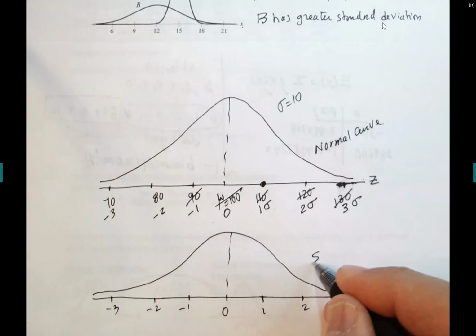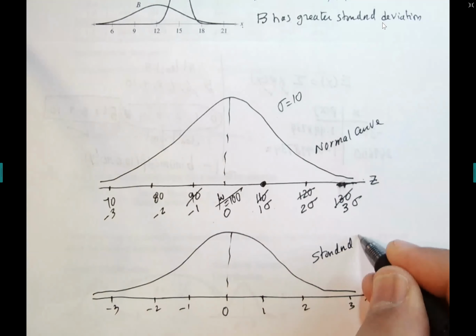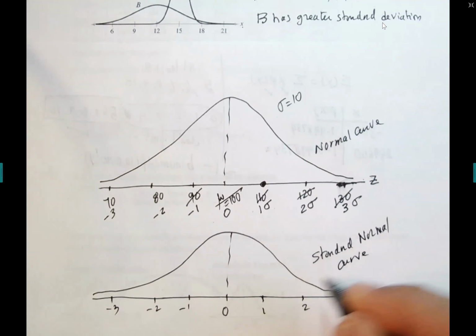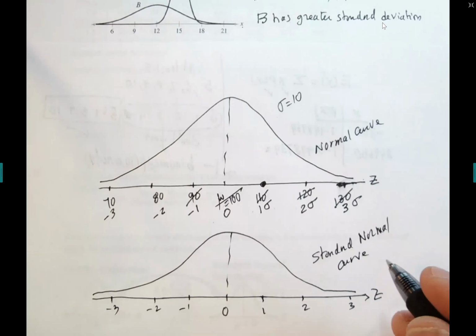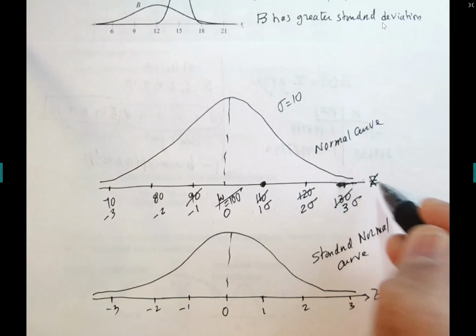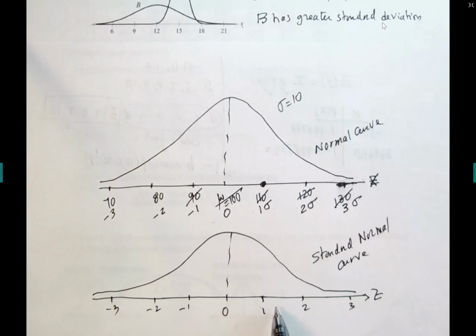This is called the standard normal curve. The difference, guys, between the two is the labeling on the x-axis. When you use 100, 110, etc., you use the x value. When you use z, 1, 2, 3, etc., you use z values. This is called the standard normal curve. The standard normal curve has a mean of 0 and a standard deviation of 1.